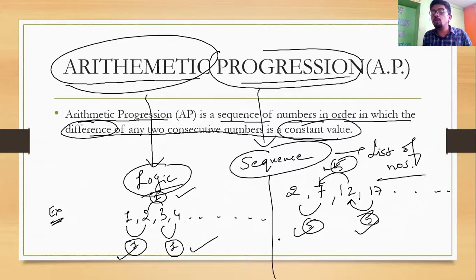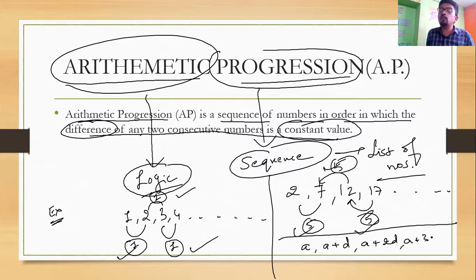Note that the general form of an AP can be written as a, a plus d, a plus 2d, a plus 3d, and so on. What is a here? Here a is called the first term, students. And d is called the common difference, students. d is called the common difference.